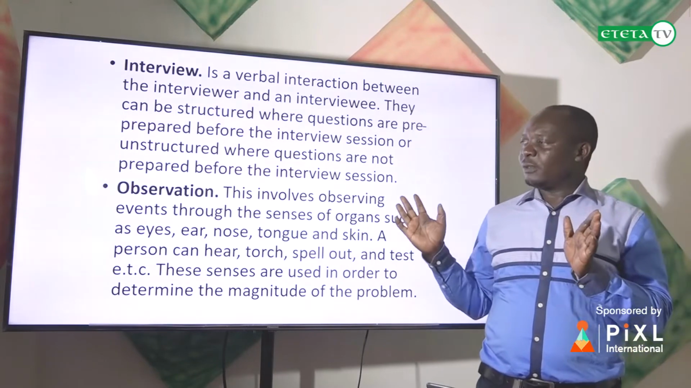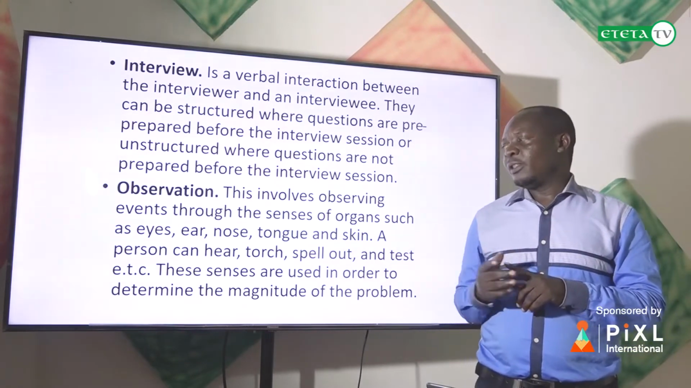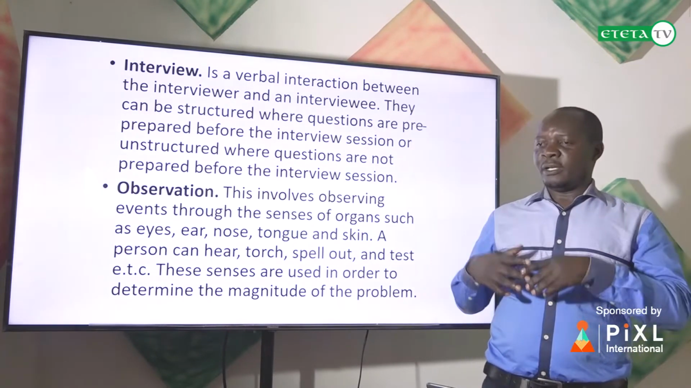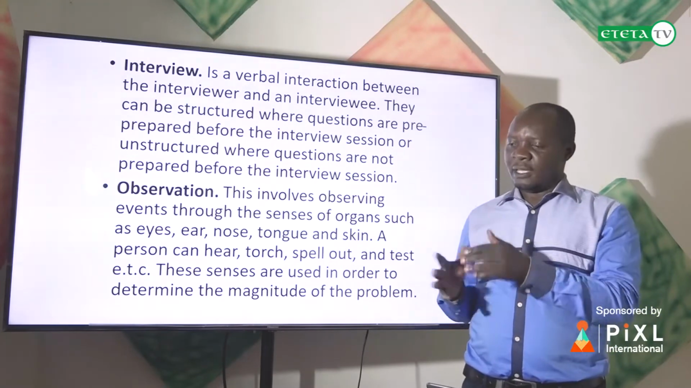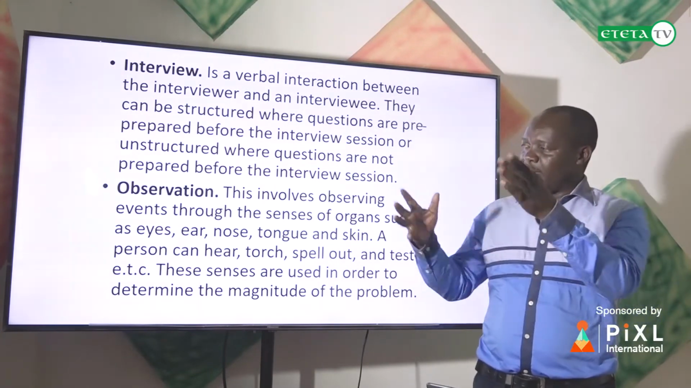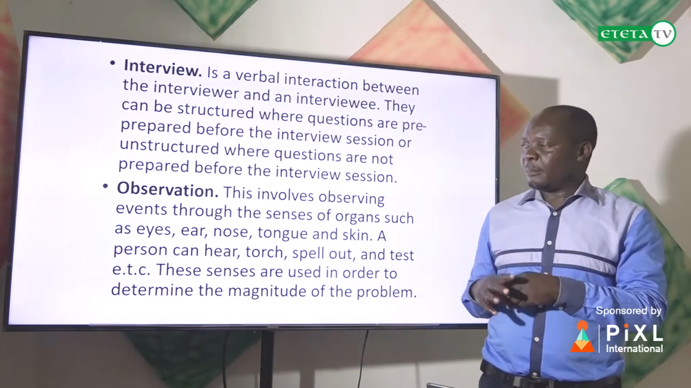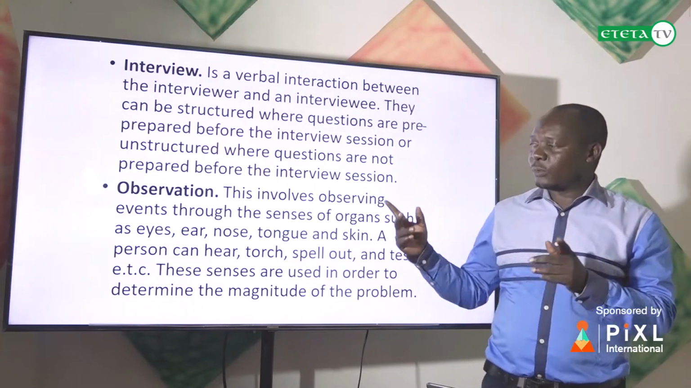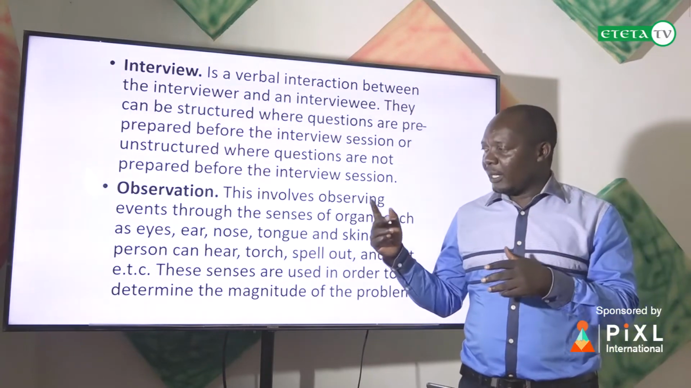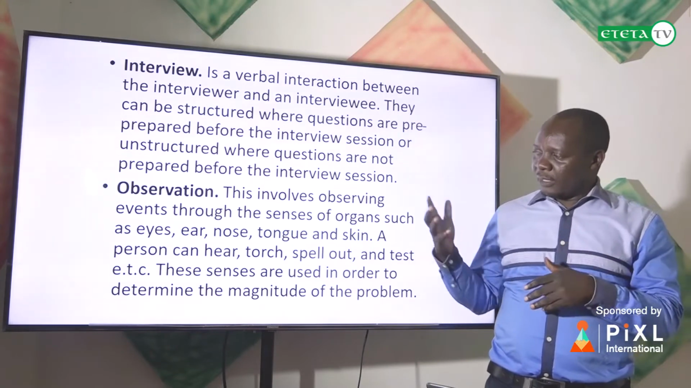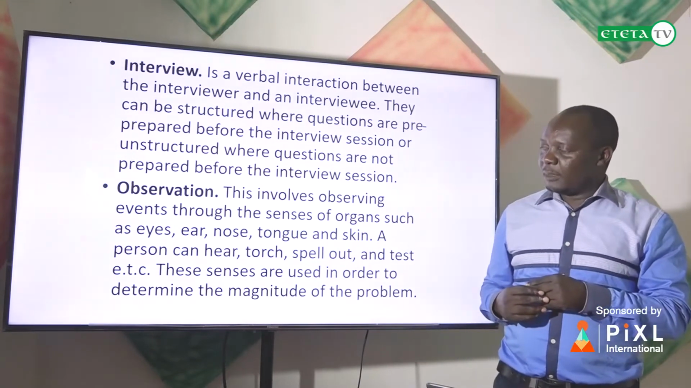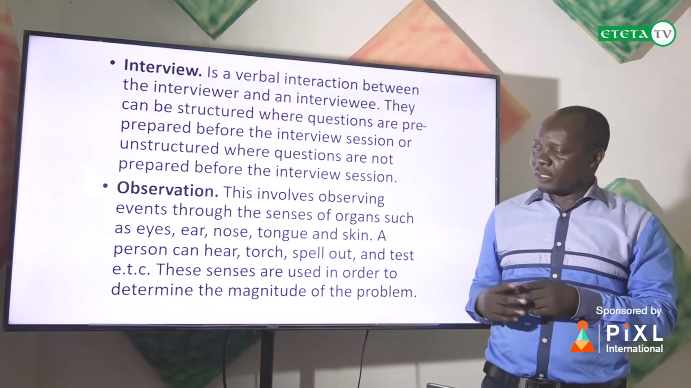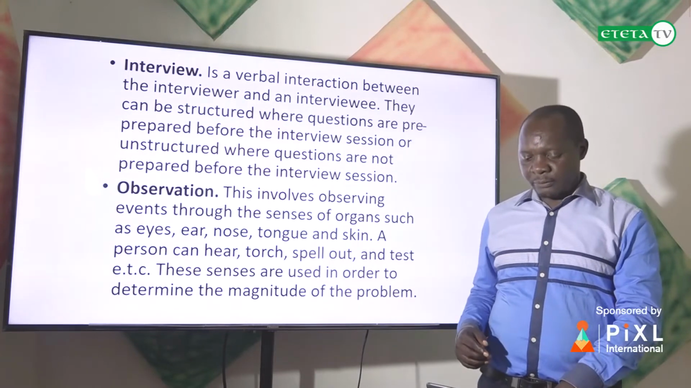Another tool can be observation. This involves observing events through the sense organs, such as the use of eyes and the use of ears. The researcher can observe the magnitude of the problem, can hear if there are some problems that need to be heard, but can also taste or smell, depending on the nature of the event. But this observation method can be used to generate that information.